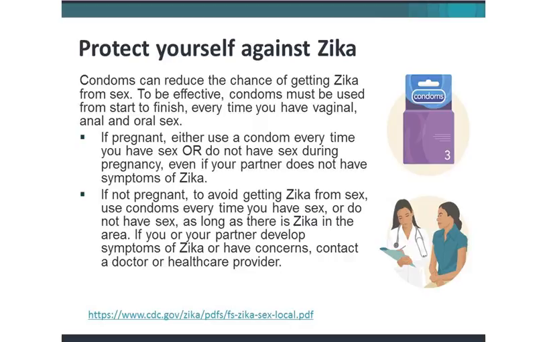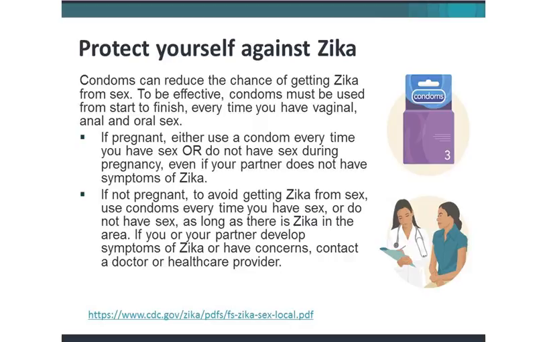And so if a woman's pregnant, we recommend that either she use a condom every time that she has sex or to abstain from sex during pregnancy, even if your partner doesn't have symptoms of Zika. Because as I mentioned before, Zika can be very mild, and in fact, some percentage of patients, maybe as many as 20%, are asymptomatic, so they don't even know that they have the illness. So it's possible to have Zika or to have been exposed to it and not realize that you had it. So for this reason, we recommend the use of condoms or abstinence during pregnancy.